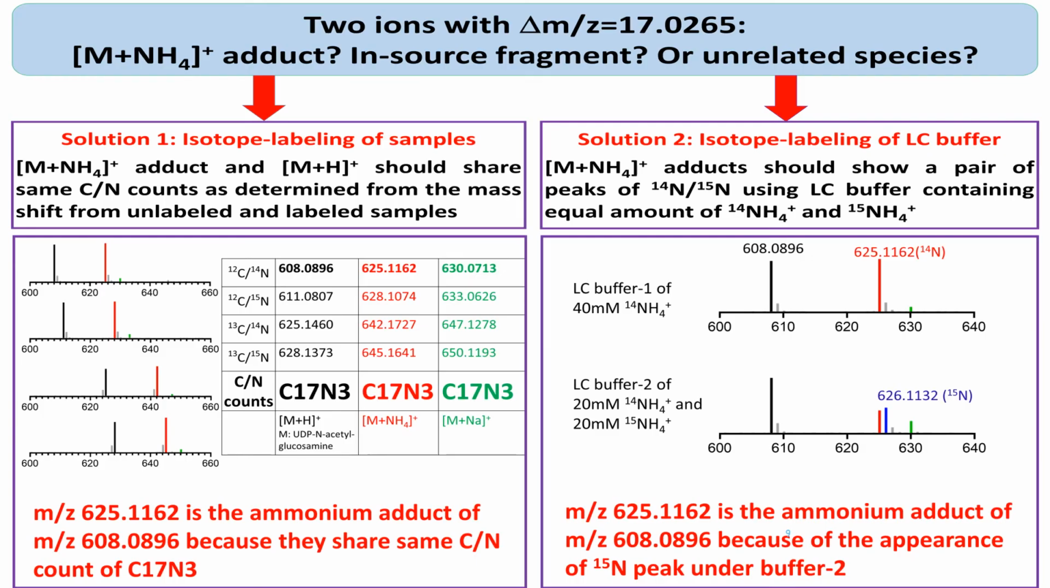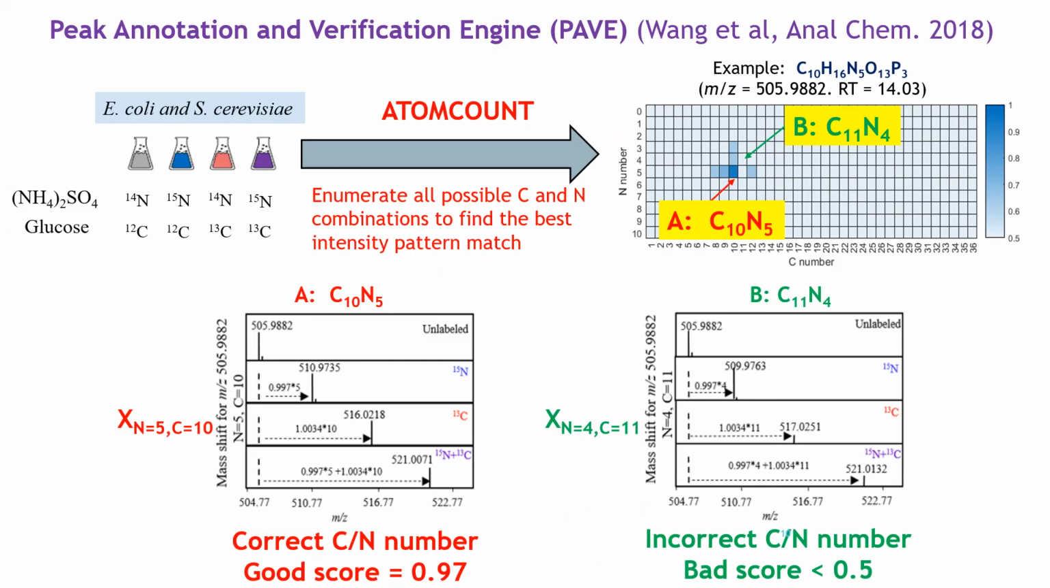To solve this, we suggest there are two ways to deal with this problem. The first is that we can do isotopic labeling of samples. This really only works for microbes, such as E. coli and yeast. The way we do it, we let these bacteria or yeast grow in four different labeling conditions: either unlabeled, or 13C labeled, or 15N labeled, or both 13C and 15N labeled. So we have four sets of data under different labeling conditions.